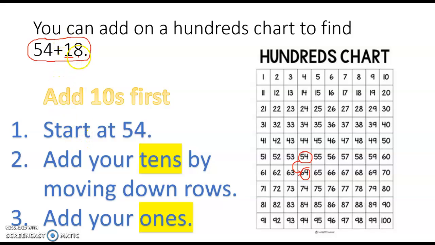Then we add our ones. I look in the ones place, it looks like I'm adding 8. So I've got my tens, now I'm adding 8, and I jump 1, 2, 3, 4, 5, 6, come down here, 7, 8. So my answer is 72. So the strategy I just used was I added my tens first, then I added my ones.